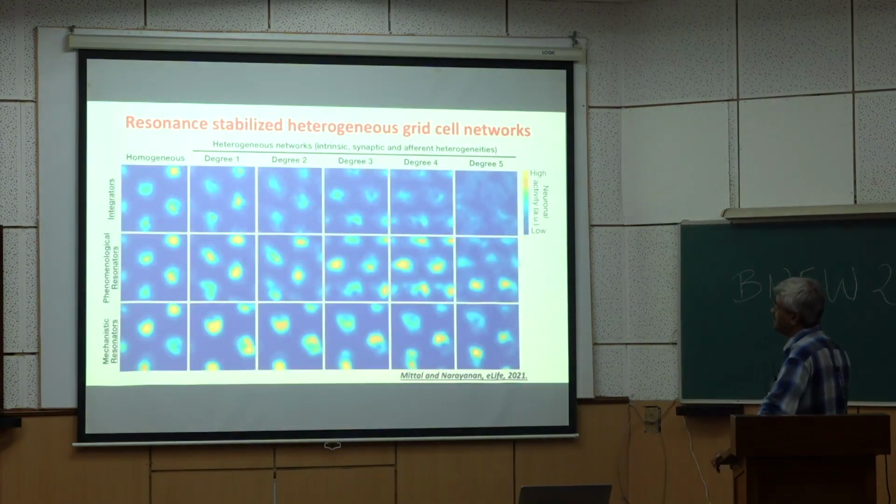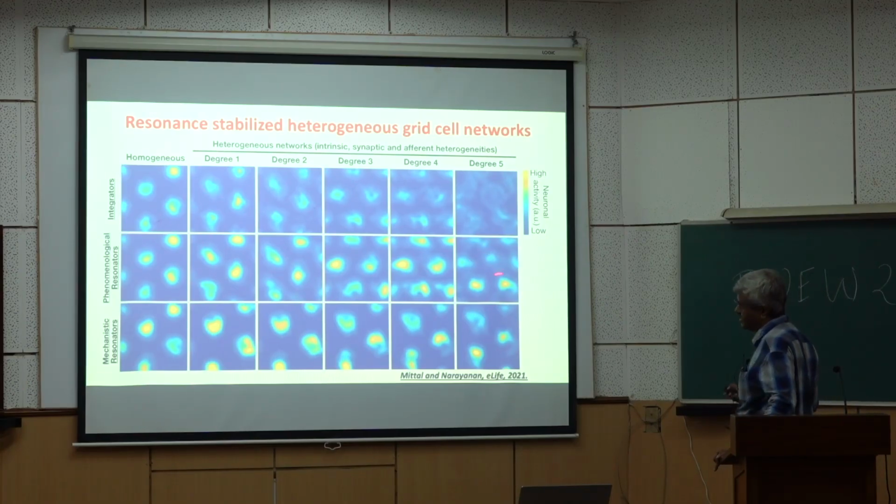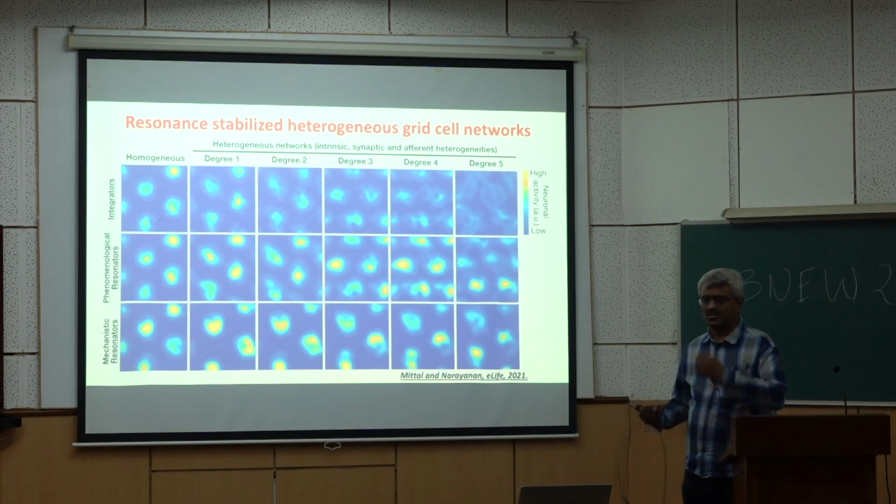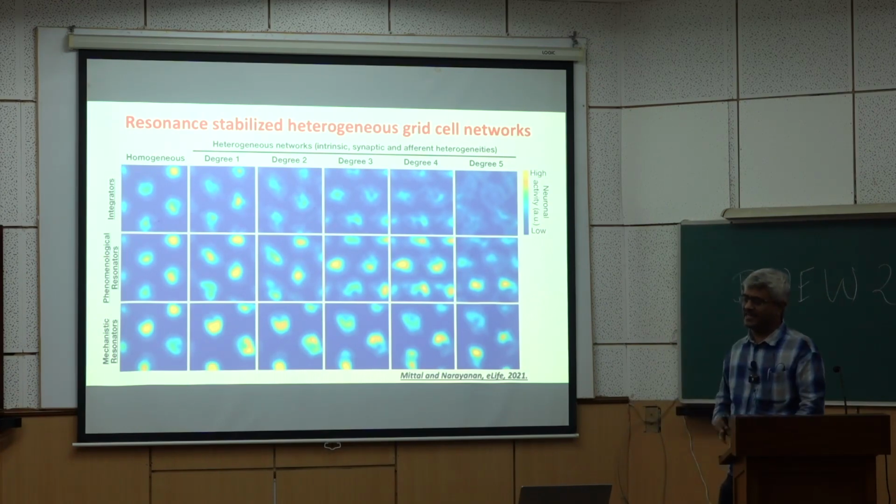Lo and behold, in the network made of integrator structures, you saw that there was abolishment of the grid pattern firing with the highest degree of heterogeneity. And irrespective of how you introduced the resonance into individual neurons, either through the phenomenological manner or the mechanistic way, you get back this grid pattern firing in these particular structures. Right? And this is not the only way to get it.